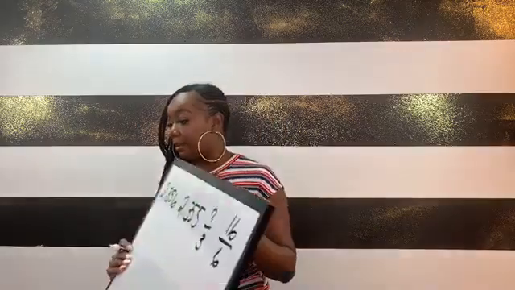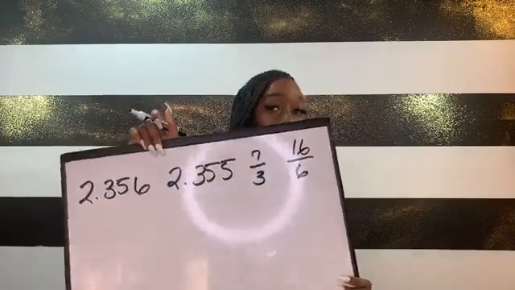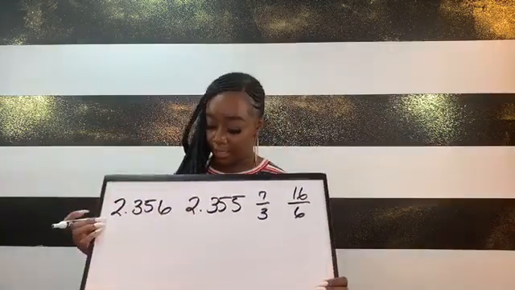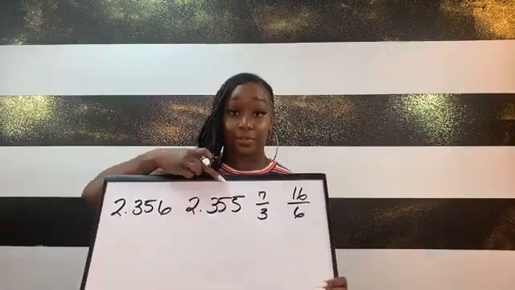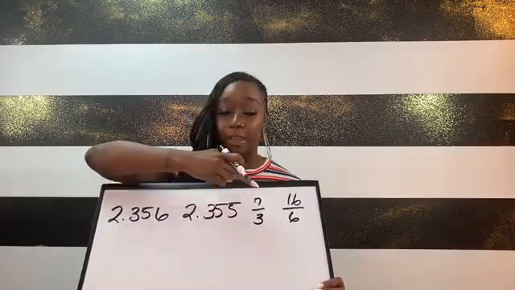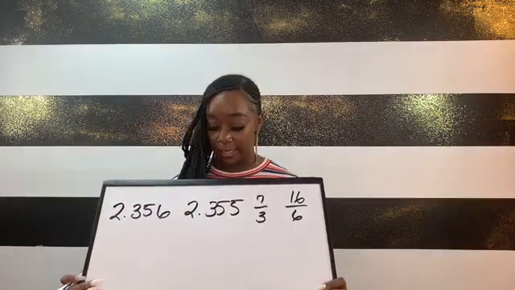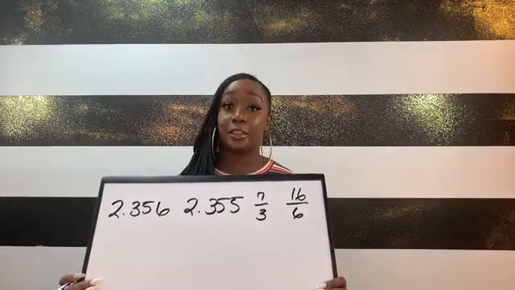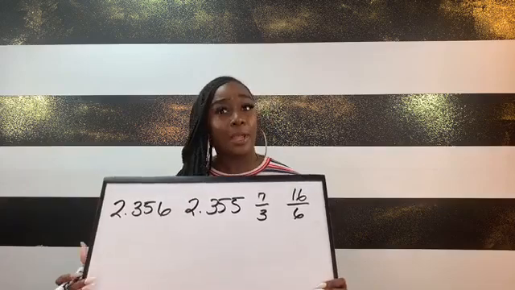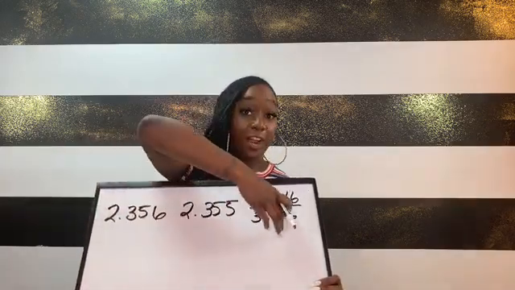All right, so if we look at our example problem, we have 2.356, we have 2.355, we have 7/3, and we have 16/6. So then looking at this, if the question says identify the largest value, we wouldn't be able to do it in this particular form, because I have whole numbers and decimals here, and I have fractions here.